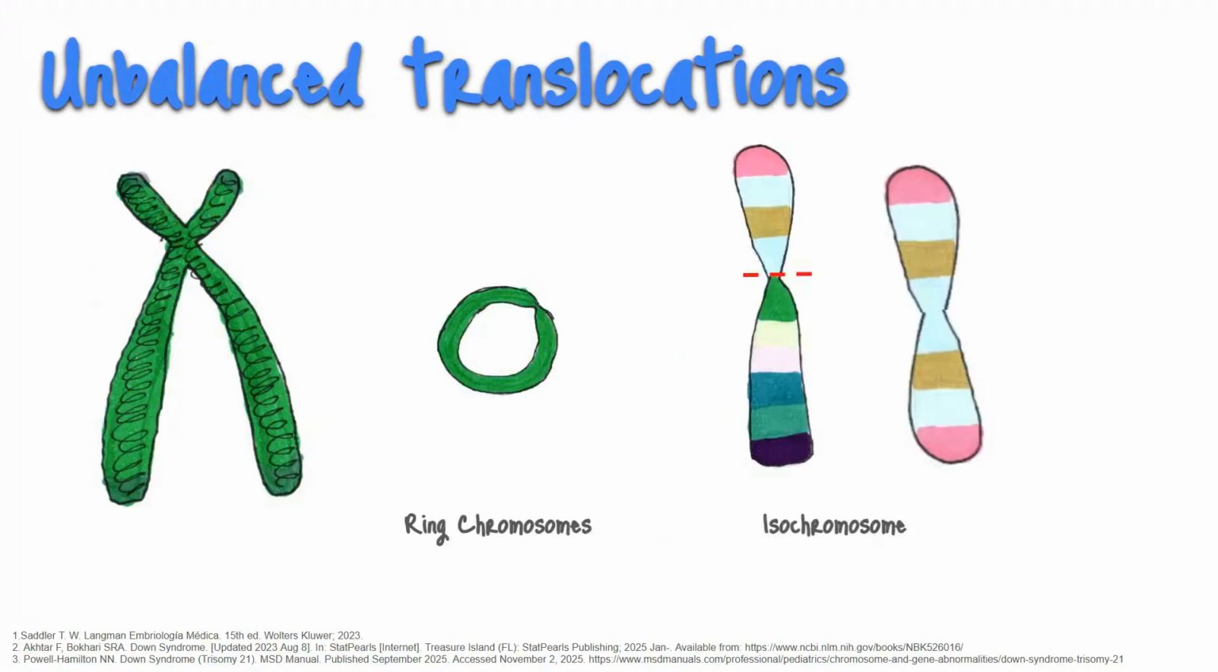Aside from Robertsonian translocations, we can have a ring chromosome, which can result from a chromosome that undergoes two breaks and the broken ends fuse into a circular chromosome. We can have an isochromosome, which can form when an arm of the chromosome is missing and the remaining arm duplicates. It happens when the centromere divides horizontally versus vertically.